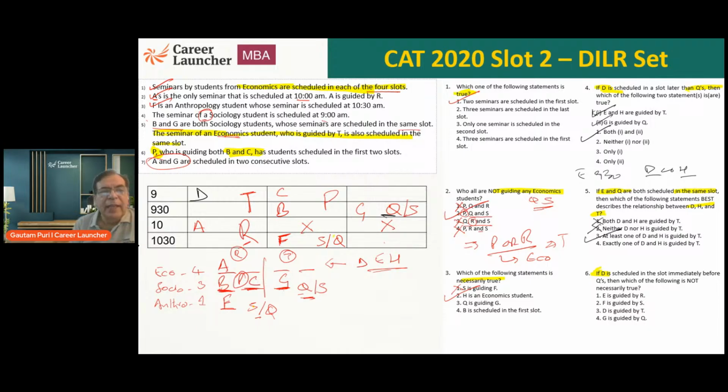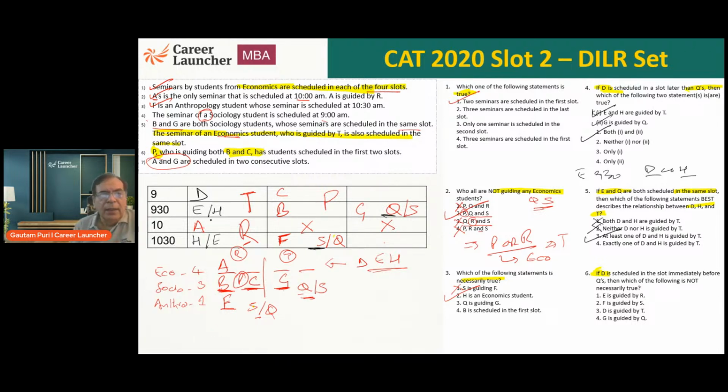If D is scheduled at 9 a.m., the other two students are E and H. One of them will be at 9:30, one of them will be at 10:30. G is guided by Q and F will be guided by S. Look at the statements. Which of the following is not necessarily true? That means which is true in some cases but not in all. So let's look at the choices now.